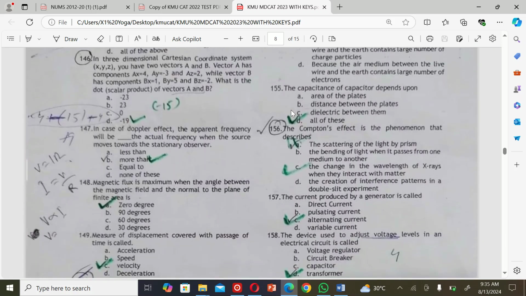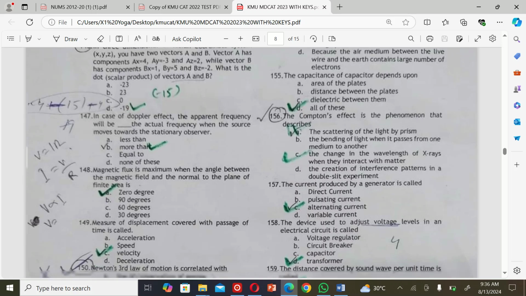The next MCQ is: the capacitance of a capacitor depends on A, area of the plates; B, distance between the plates; C, dielectric between them; and D, all of these. So the correct option is D.